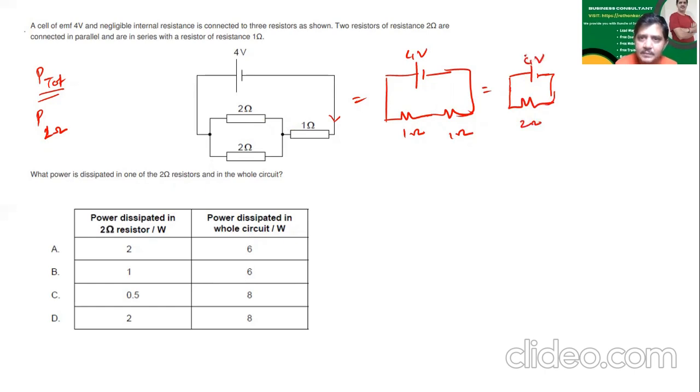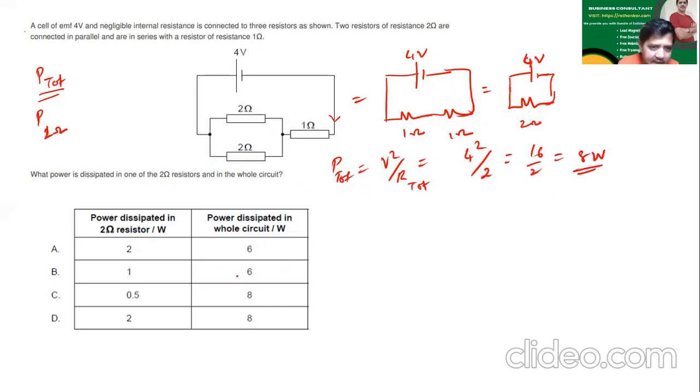This is 4 volt. So if you ask me what is the power here, P total would be equal to V square divided by R total, which is 4 square divided by 2, which is 16 by 2, equal to 8 watts. Thus the total power is equal to 8 watts. Now, 8 watts, where is it? So it's over here, which means definitely A and B are incorrect. Okay, now let us do the next one.